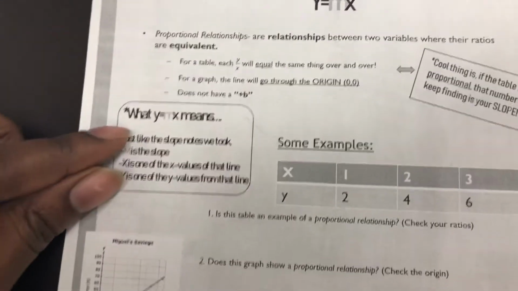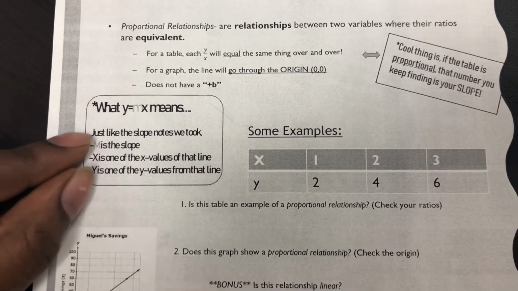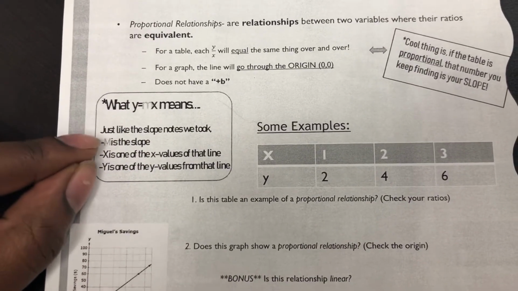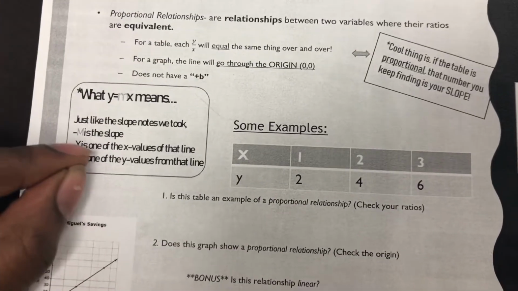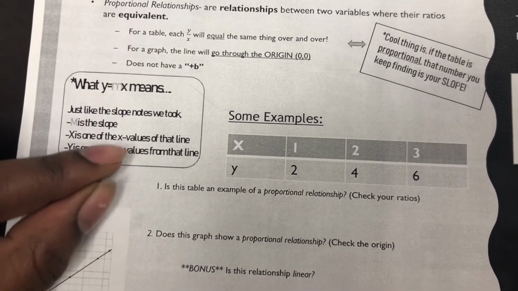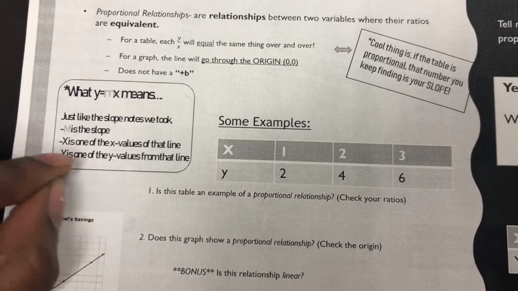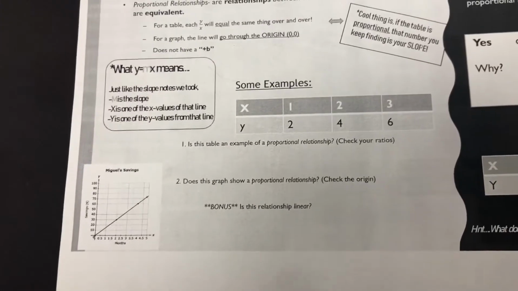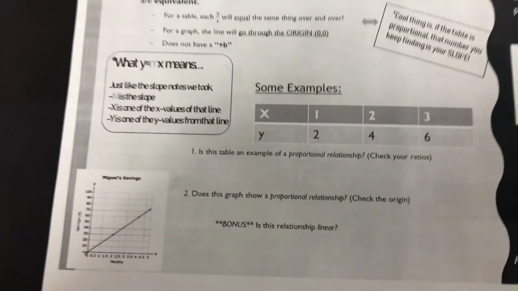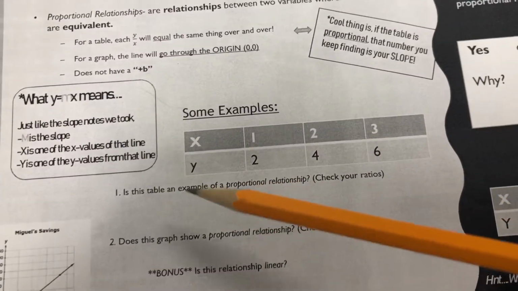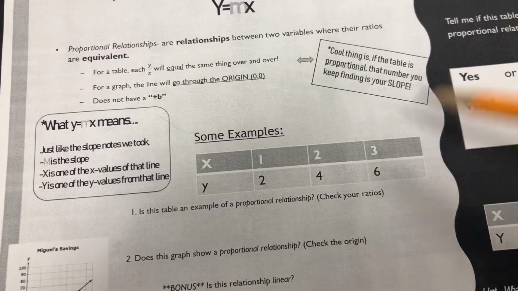So this is kind of just telling you what y equals mx means. Just like the slope notes, that m, of course, means your slope. And then your x is just one of the x values. Your y on the y equals part is just one of the y values. Okay, so let's go to this example right here. It says, is this table an example of a proportional relationship?